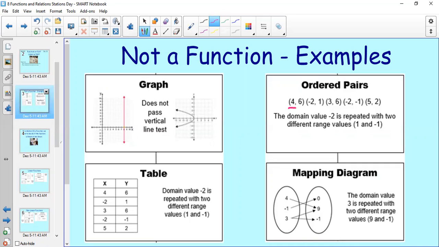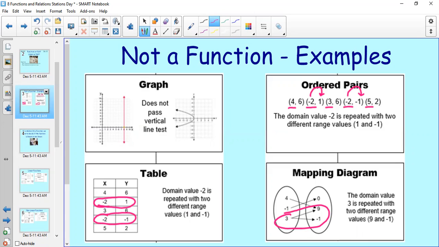So if you look at the domains, again, we're looking to see if any of the domains go on a date with 2 different people or are paired with 2 different ranges if we're talking mathematically. In this case, -2 was paired with 1, and then over here, -2 was paired with -1. Okay, so that's why that would be not a function. In the mapping diagram, here we have 3. 3 was paired with both 9 and -1, again, making it not a function. In this table, we had -2 paired with 1 and -2 paired with -1. Again, not a function because of that reason.